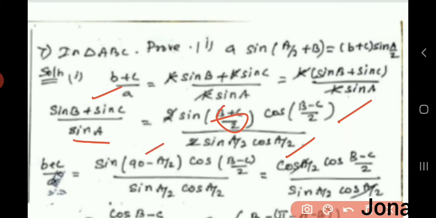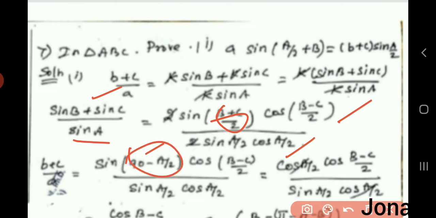This is because we already have A plus B plus C equal to pi, isn't it? That pi is nothing but 180 degrees. Here I can take A by 2 plus B by 2 plus C by 2 equal to 180 by 2, that is 90 degrees. Here keep (B plus C) by 2 on the left hand side and take the A by 2 to the other side, it will become 90 minus A by 2.